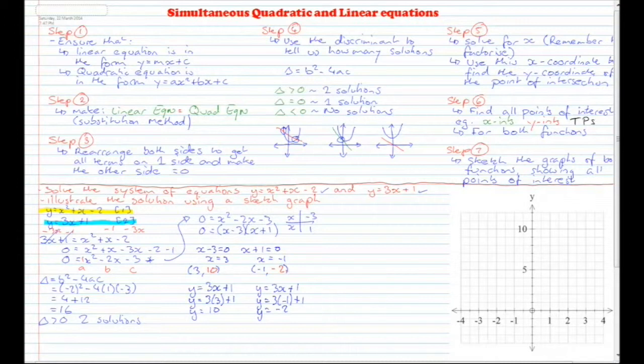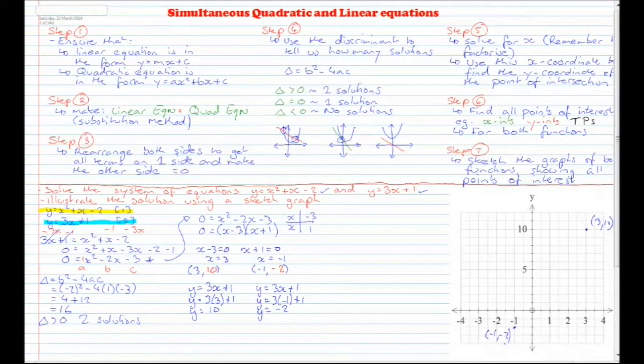Excellent. Now I've found out my points of intersection, I can go through and plot those out. So I've got the coordinates 3, 10. So I come up to 3, 10, and I've got the coordinates -1, -2. So go -1, -2 like that. And I may as well write in the coordinates here as well, 3, 10, and -1, -2.